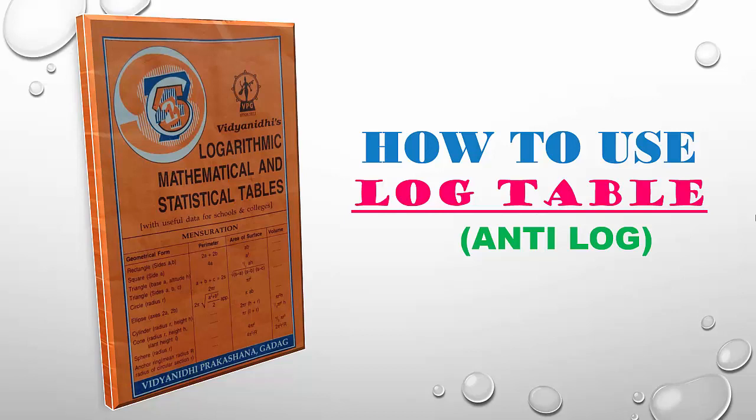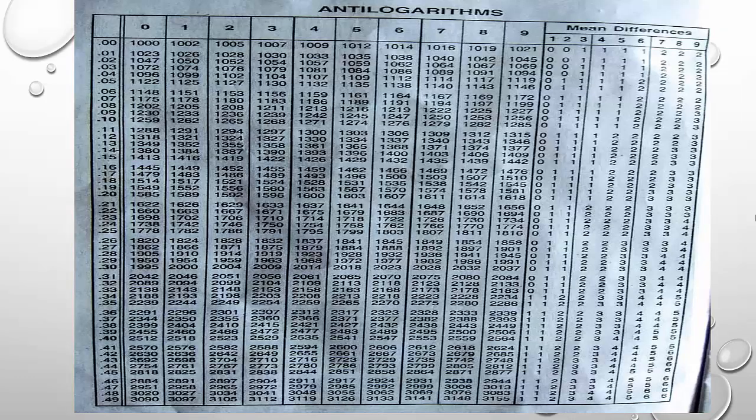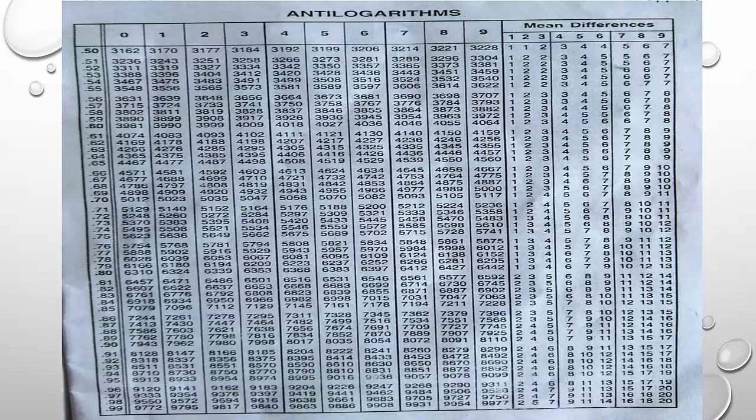anti-log of given numbers. So here anti-log is also the same as log, but here the numbers start with 0.00. Here it starts with the decimal point 0.00, 0.01, up to 0.99.